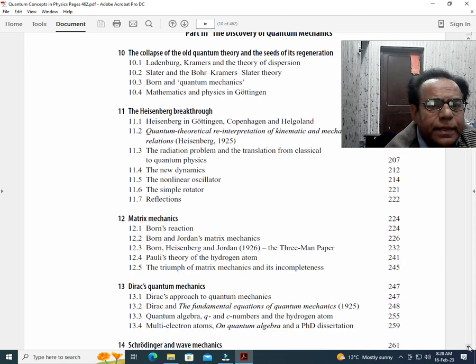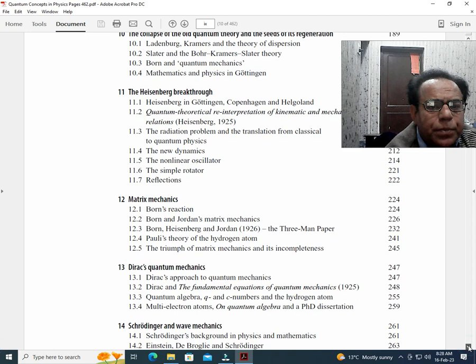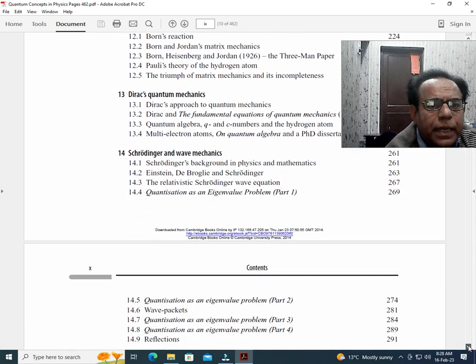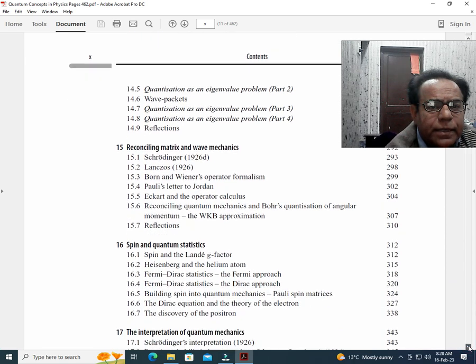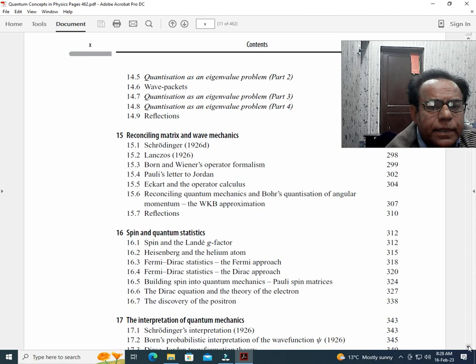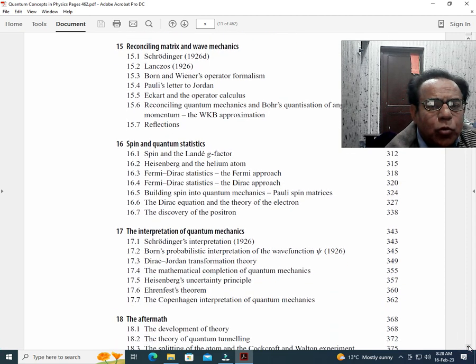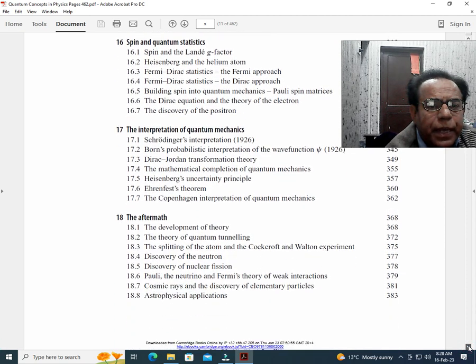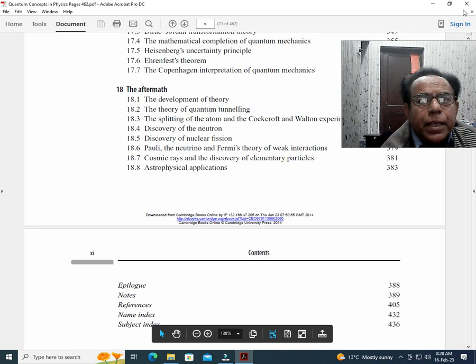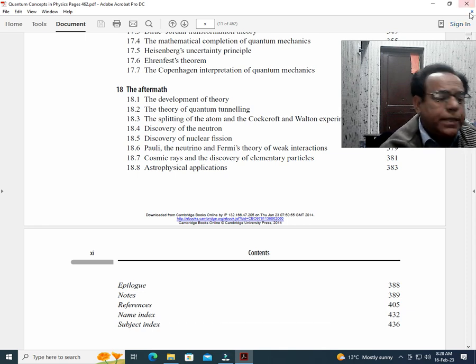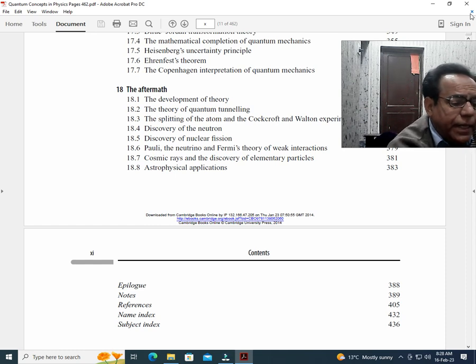Matrix mechanics, Dirac's equation, Schrödinger wave mechanics, reconciling matrix and wave mechanics, spin and quantum statistics, the interpretation of quantum mechanics, the aftermath, and then the index is given at page 436. And the remaining books of quantum mechanics will be discussed in the next video.